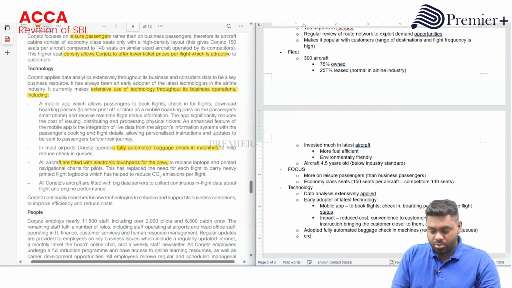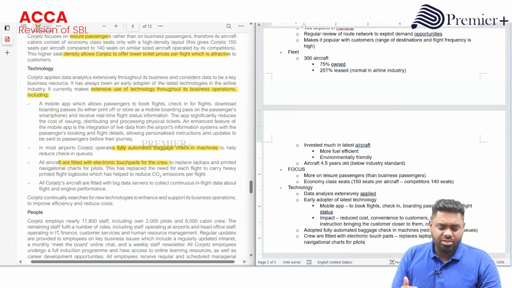Right, the crew are fitted with electronic touchpads. This replaces laptops and printed navigational charts for pilots.